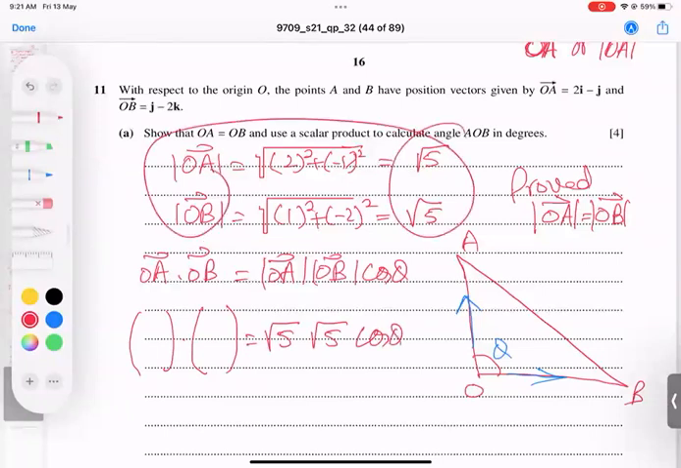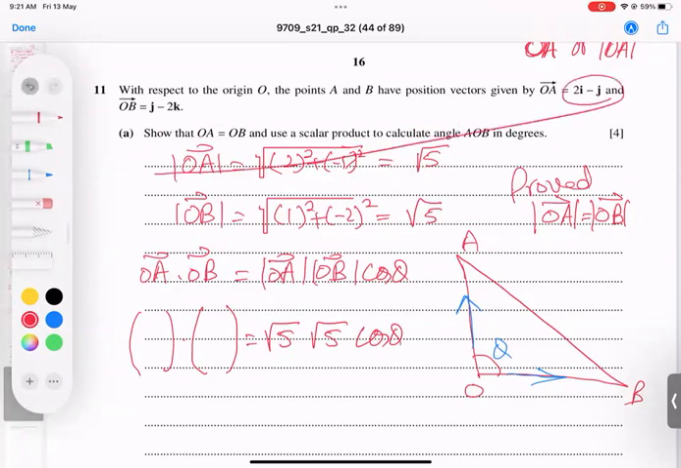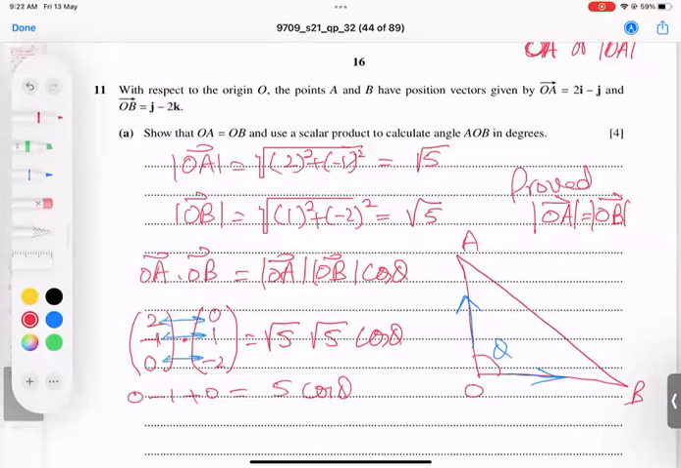I have given this already. What is OA? Yes, I is 2, J is -1 coefficient, and K is not there, so I must write 0. For OB, I is not there, so I must write 0 in the place of I. J is coefficient 1, K is coefficient -2. For the dot product we multiply: 2 times 0, -1 with +1, and 0 with -2. We get 0 and -1 plus 0. And here I have 5 and cos theta. So the 5 goes down, equal to cos theta.